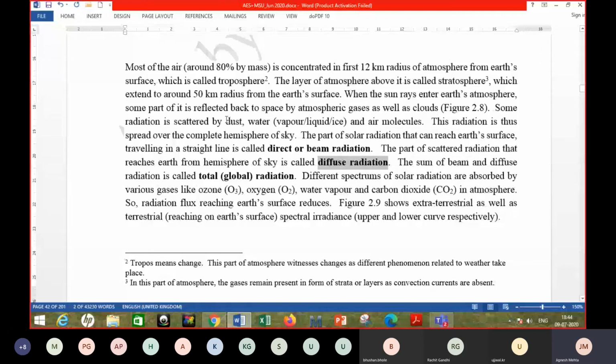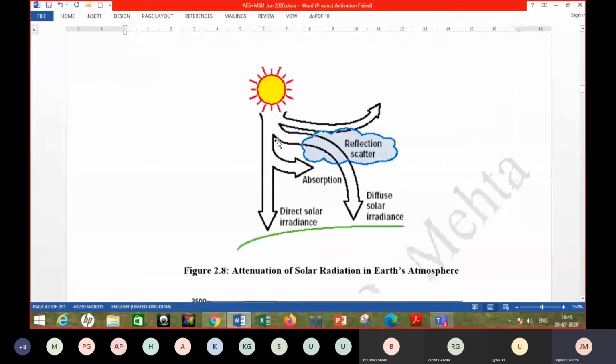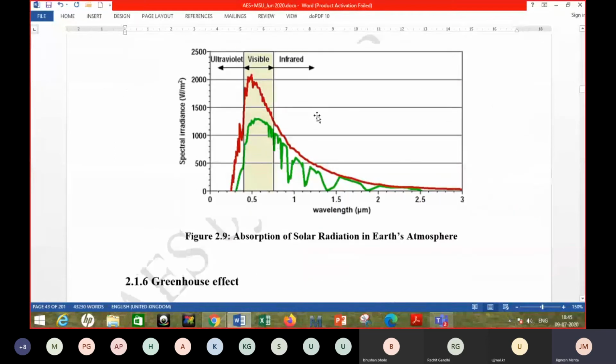Again, dust and water vapor also play a role in scattering, right? Scattering means changing direction. So because of scattering in different directions, the ray may come at any angle on the surface of the Earth, and that makes diffuse radiation.